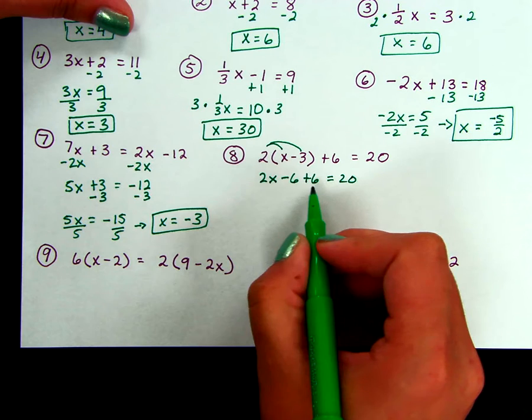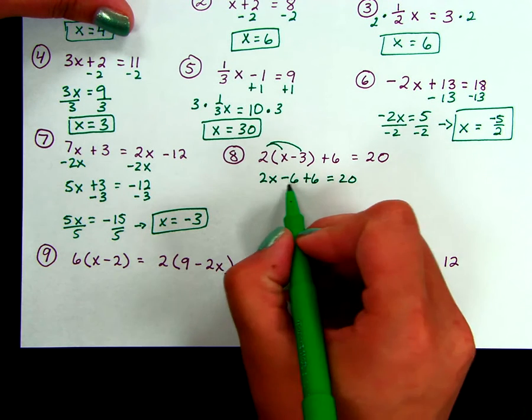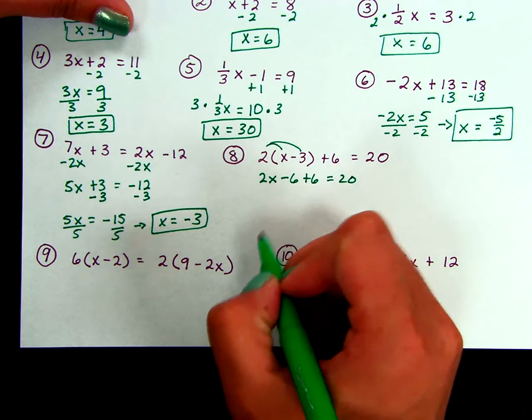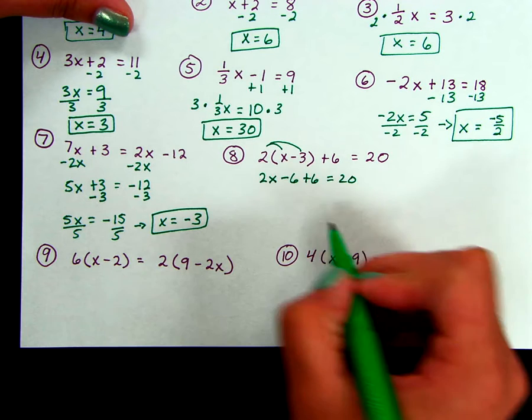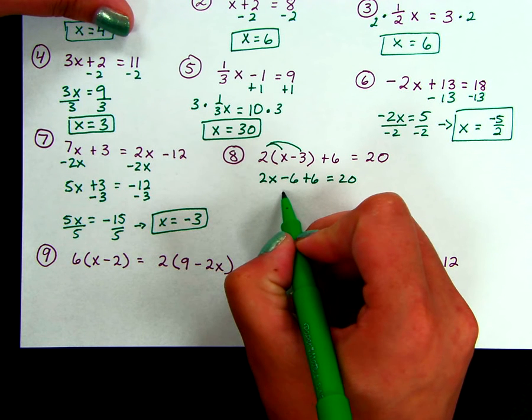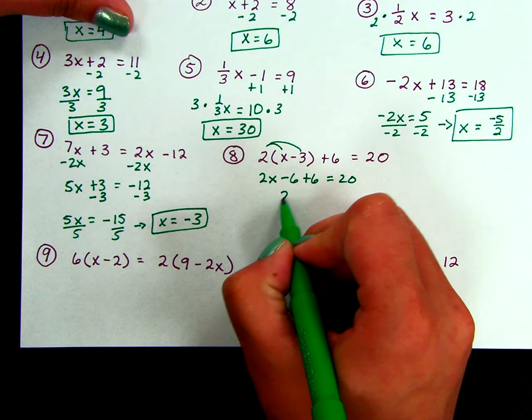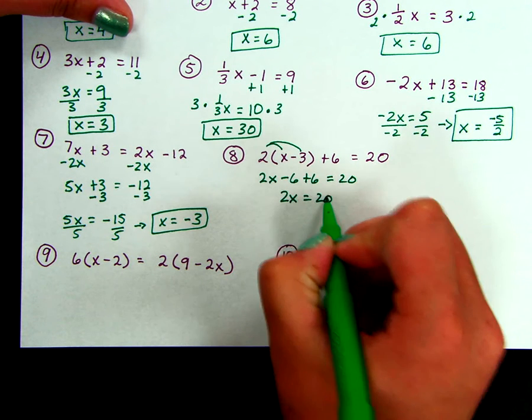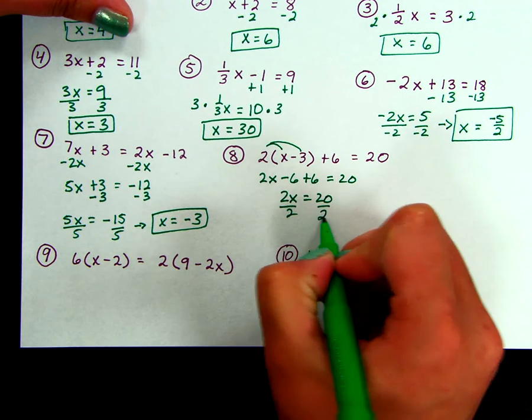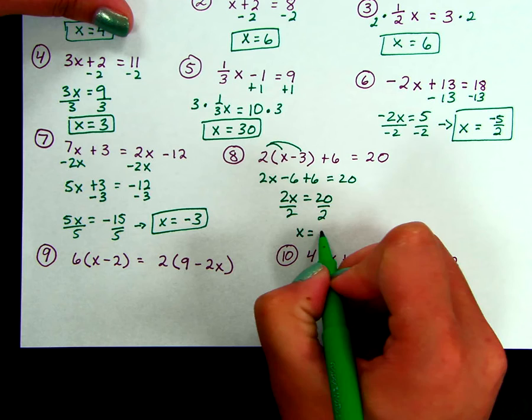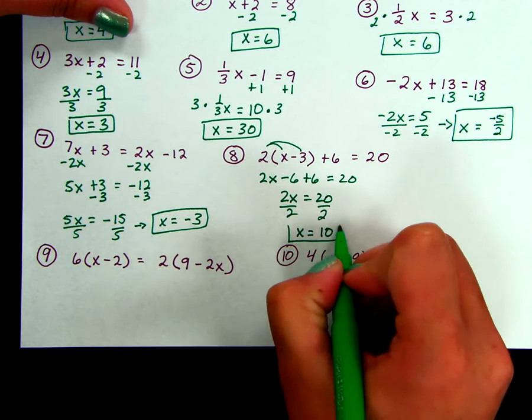And then we want to combine like terms on this side. So if we combine our numbers together, negative 6 plus 6 is 0, so it works out nicely. They're going to cancel each other out. That does not happen every single time, but it does happen in this case. So now we have 2x equals 20, and we can divide next. So x equals 10. Final answer.